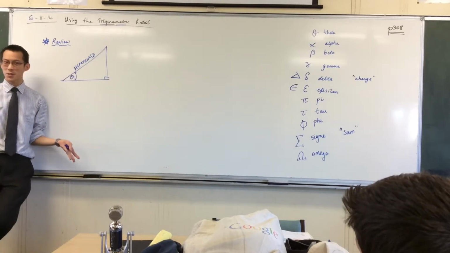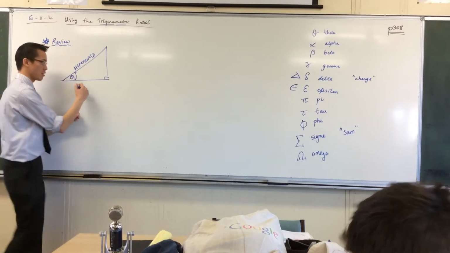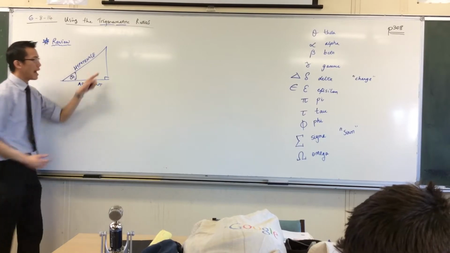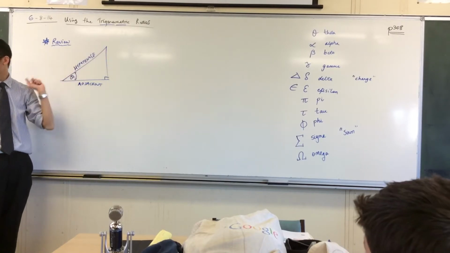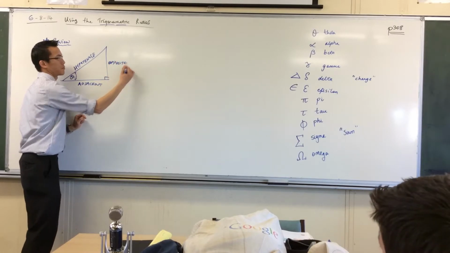Then you've got these other two sides. This one's next to, or adjacent to, our angle. Okay? And then this one was facing the other way. Okay, so it's opposite the angle. Okay?